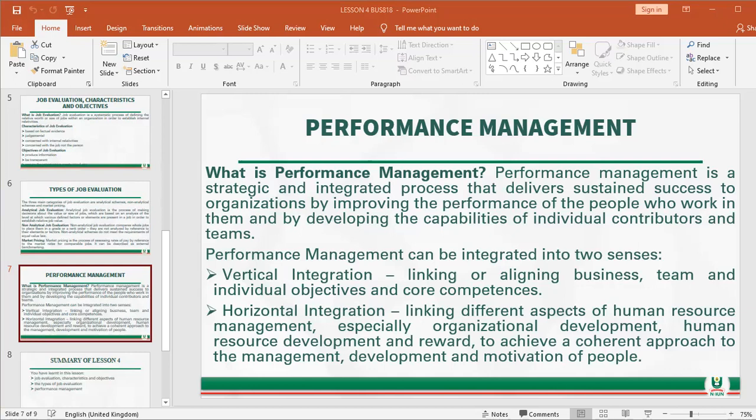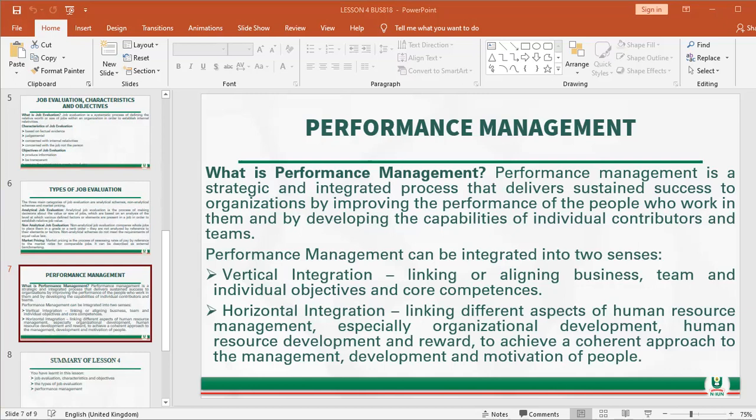This deals with the employees and what they need to have in order for them to formalize themselves in that organization. So basically, those are the two integrations under performance management.